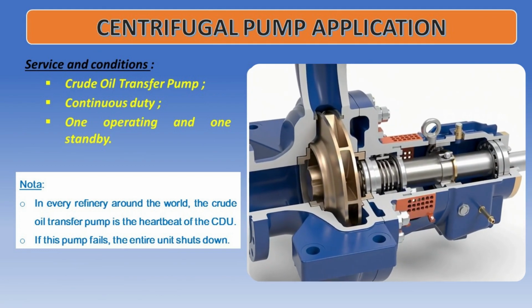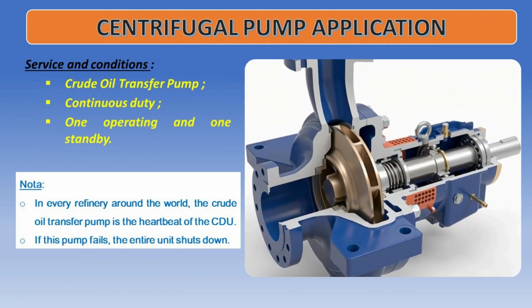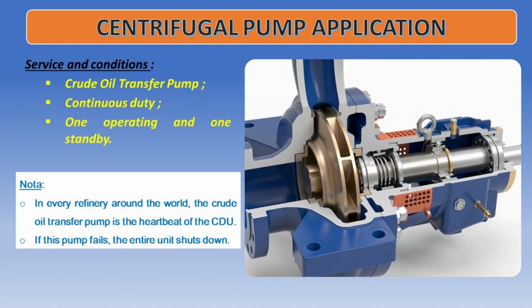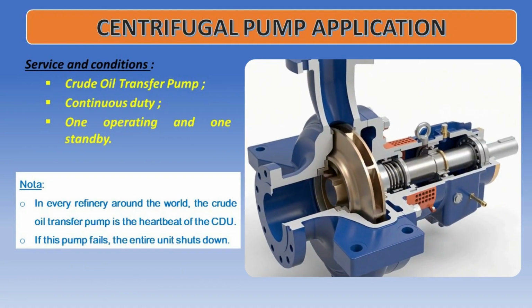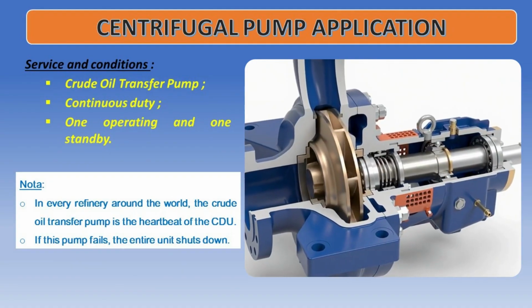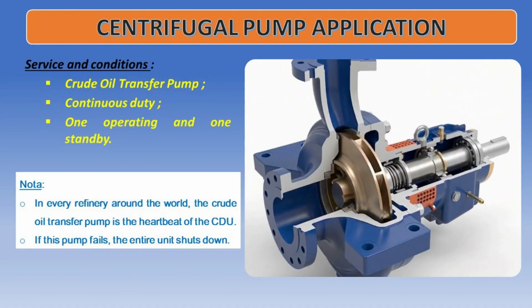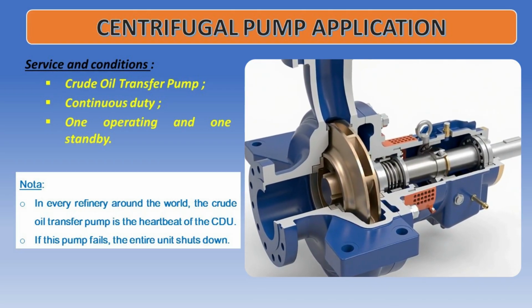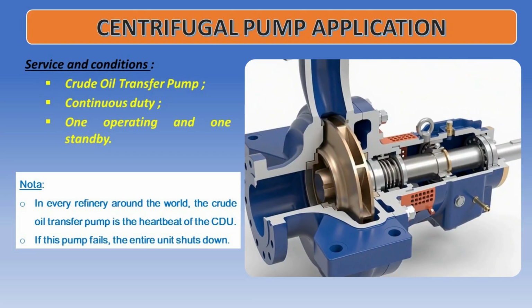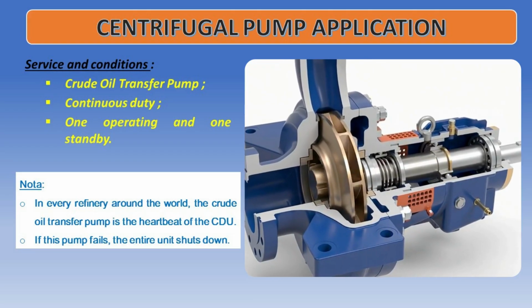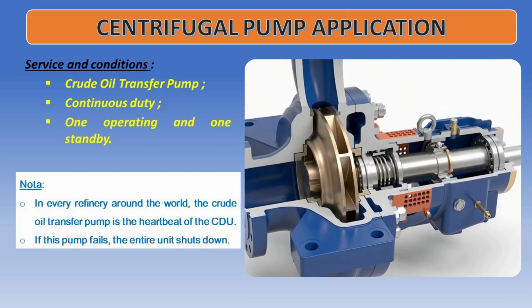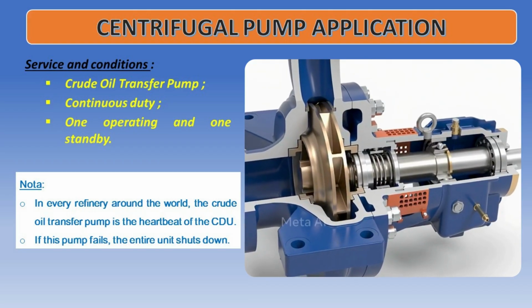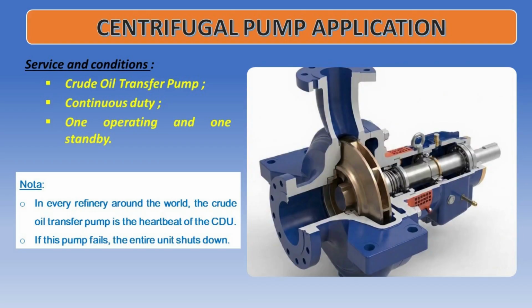This is a crude oil transfer pump operating on a continuous duty cycle. In every refinery around the world, this pump is truly the heartbeat of the CDU. If this pump fails for any reason, the entire unit shuts down, leading to significant production loss. This is why we have one pump online and another on standby, ready to start automatically or be switched in. The reliability of this pump is paramount, and that reliability starts with the correct hydraulic design and selection.